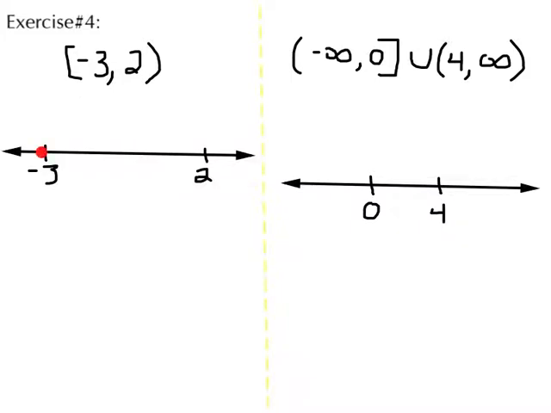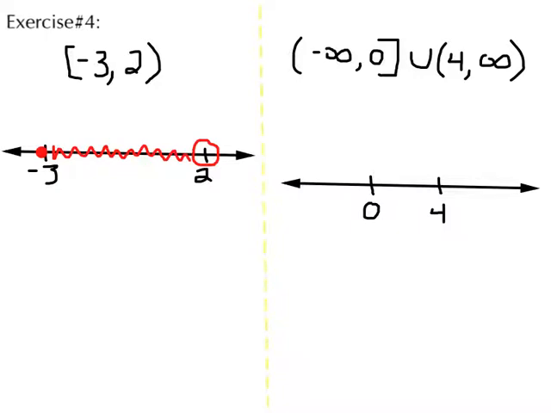I see a parenthesis on the 2, so that means I know that's going to be an open circle on 2. And I know because that is an and statement, there are no infinity symbols, I'm going to be shading right through the middle. That is a dumbbell, that is an and statement, and that's how I go from interval notation to an and statement.